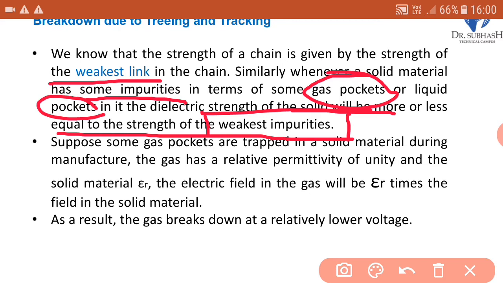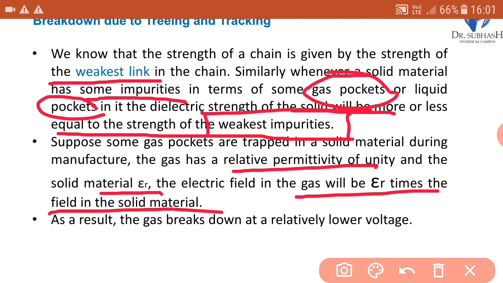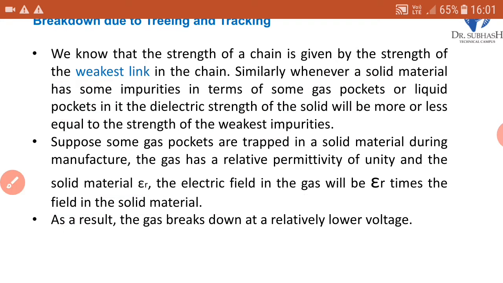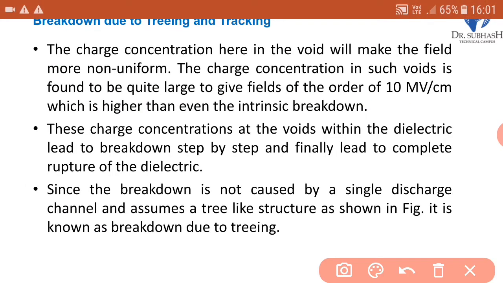Suppose some gas pockets are trapped in a solid material during manufacture. The gas has a relative permittivity of unity and the solid material epsilon r, so the electric field in the gas will be epsilon r times the field in the solid material. As a result, the gas breaks down at a relatively lower voltage. The charge concentration here in the void will make the field more non-uniform. The charge concentration in such voids is found to be quite large, giving fields of the order of 10 megavolt per centimeter, which is higher than even the intrinsic breakdown.